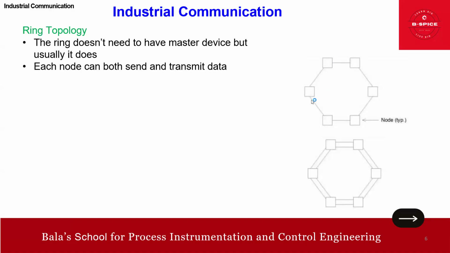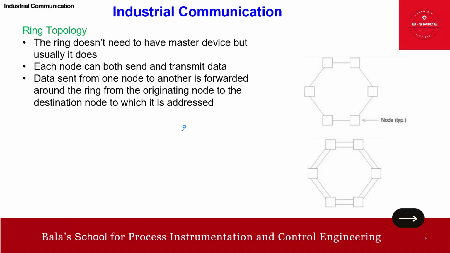Each node can send and transmit data. So data sent from one node to another is forwarded around the ring from the originating node to the destination node to which it is addressed. So that is how it works actually.